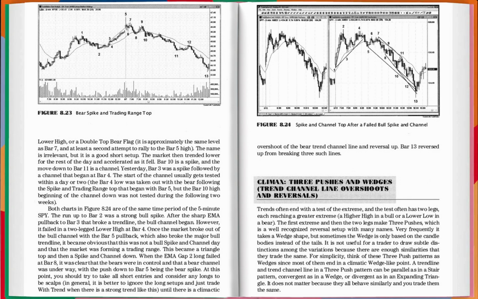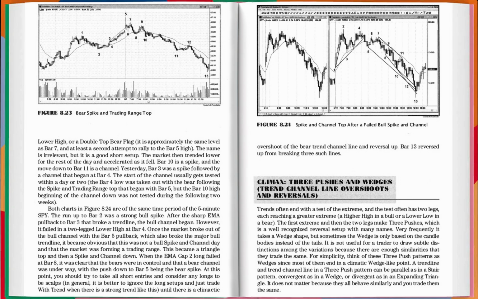When the EMA gap long failed at bar 8, it was clear that the bears were in control and that a bear channel was underway, with the push down to bar 5 being the bear spike. At this point, you should try to take all short entries and consider any longs to be scalps in general. It is better to ignore the long setups and just trade with the trend when there is a strong trend like this, until there is a climactic overshoot of the bear trend channel line and reversal up.